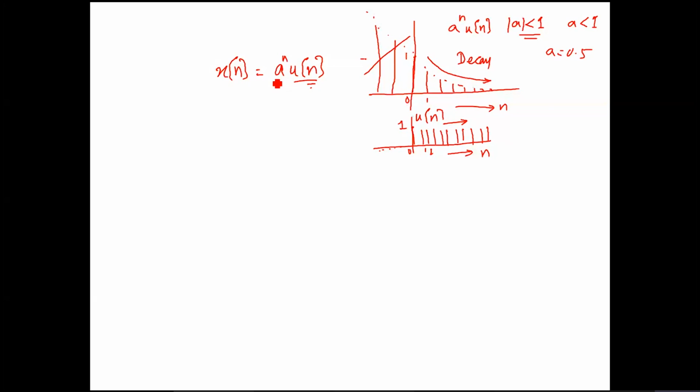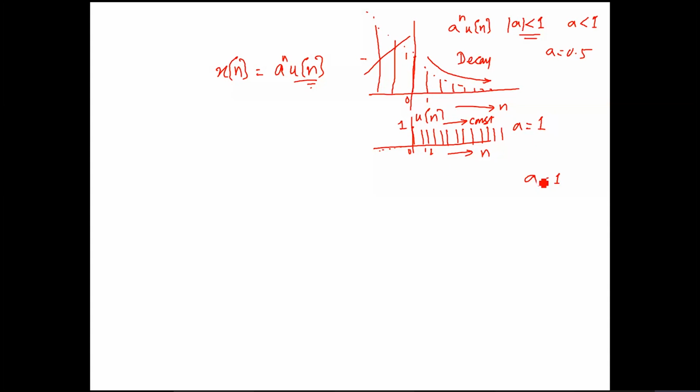It's a decaying signal. Now if a is equal to 1, then the whole signal, anything raised to power 1 is still 1. So a to the power n u[n] ends up becoming the same as u[n]. It's just 1 throughout, so it never changes. It's a constant signal. Here we have decay, here we have a constant signal.